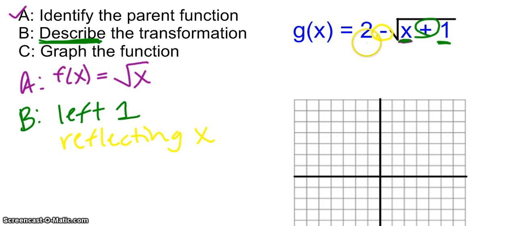Then the last thing I'm doing is I've got this 2 out here, and realistically I'm adding 2 to the outside. Again, it's outside the square root, so that's going to be a vertical change, and since I'm adding, I'm going to say we're moving up 2.